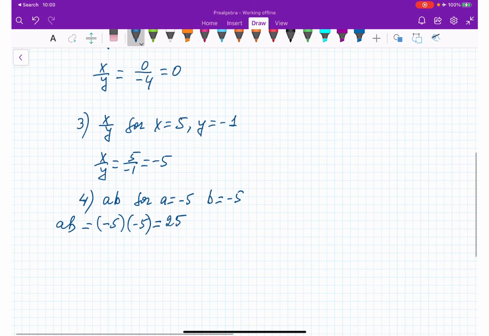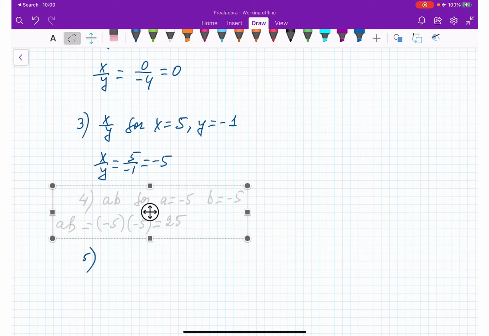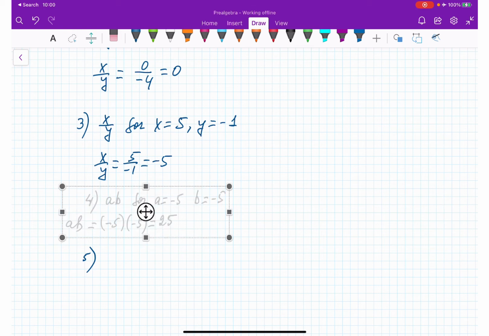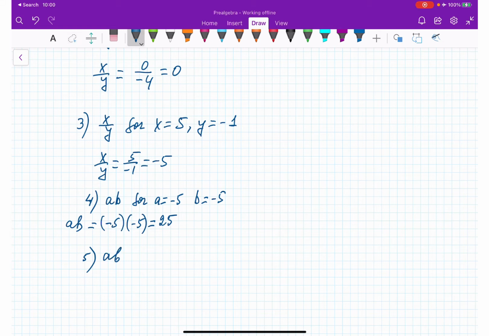Question number 5. One second, let me make it more organized looking. Question number 5. Find ab for a is equal to 1, b is equal to negative 9. So ab is going to be equal to 1 times negative 9, and that's equal to negative 9.